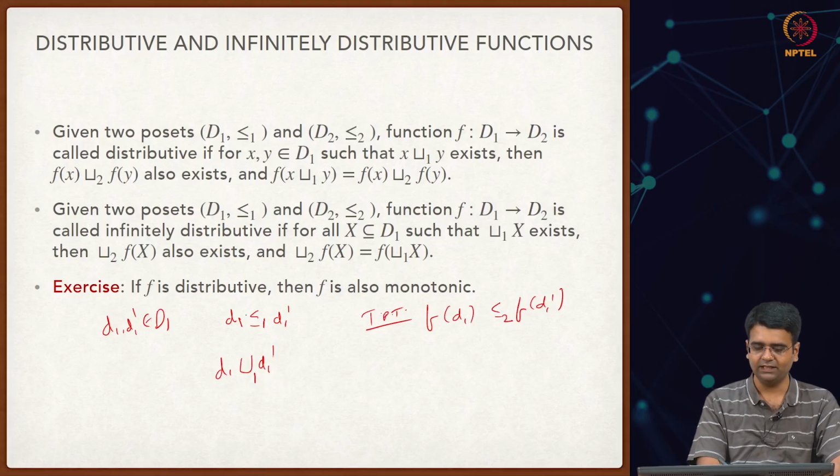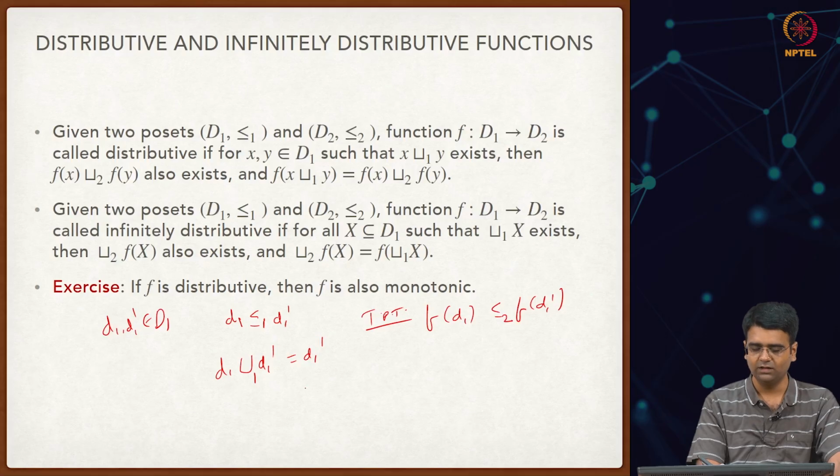We have seen earlier that if d1 is less than or equal to d1 prime, then the least upper bound of d1 and d1 prime is nothing but d1 prime itself. So d1 joined with d1 prime is equal to d1 prime. This is a property of the least upper bound. It has nothing to do with the function f, because d1 prime is going to be the least upper bound of d1 and d1 prime if d1 is less than or equal to d1 prime.